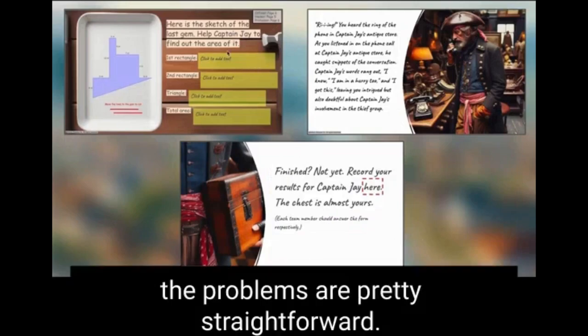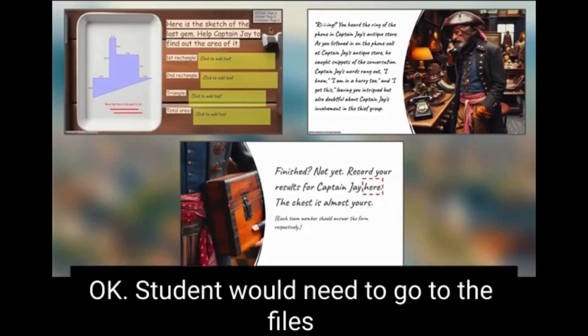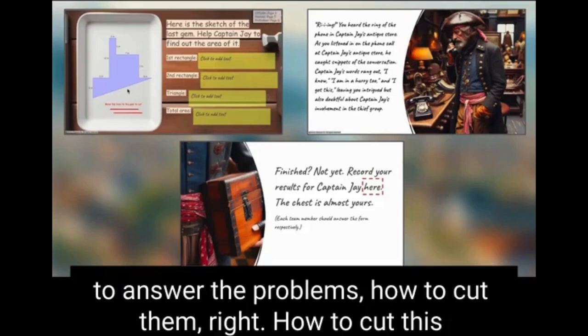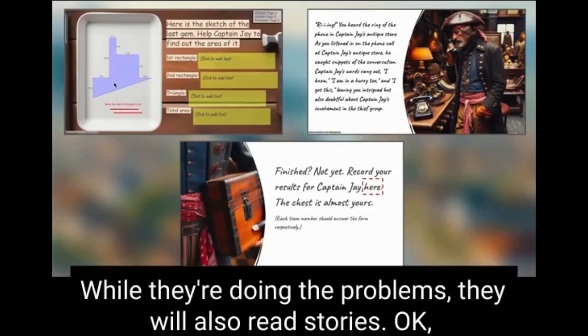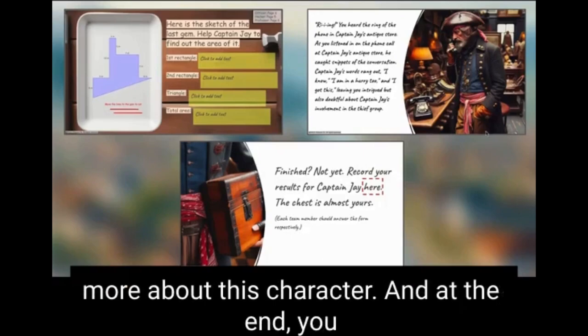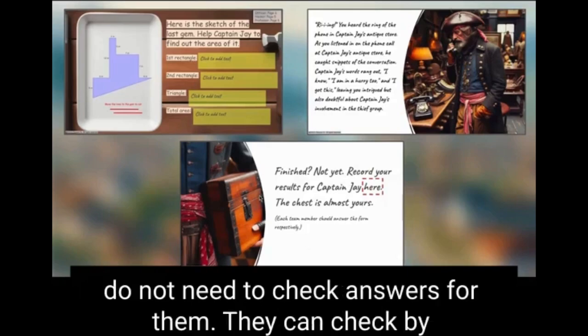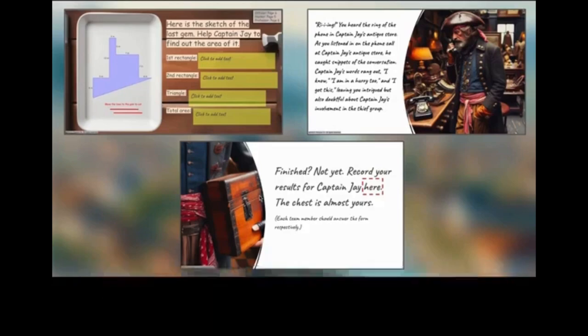Now, the problems. The problems are pretty straightforward. Students need to go to the files to answer the problems, like how to cut this composite figure and how to find the area of each part. While they're doing the problems, they will also read stories, more about this character. And at the end, you do not need to check answers for them. They can check by themselves.